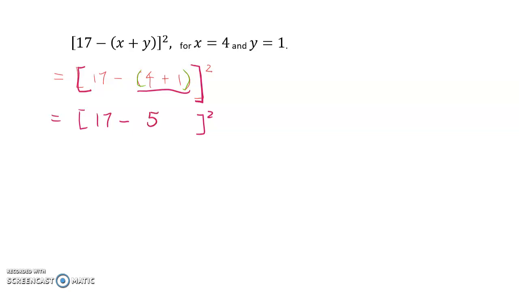Now two operations left. One is 17 minus 5. The other one is the exponent, squared. We will work on 17 minus 5 first because we have parentheses. Parentheses comes before anything, right? So 17 minus 5, that is 12. So it's 12 squared. 12 squared is 12 times 12, 12 times itself twice. So it's 144.